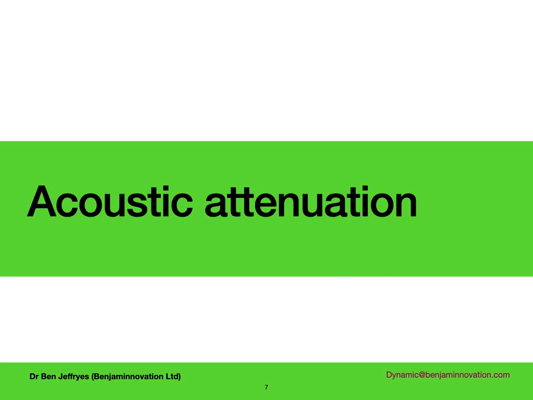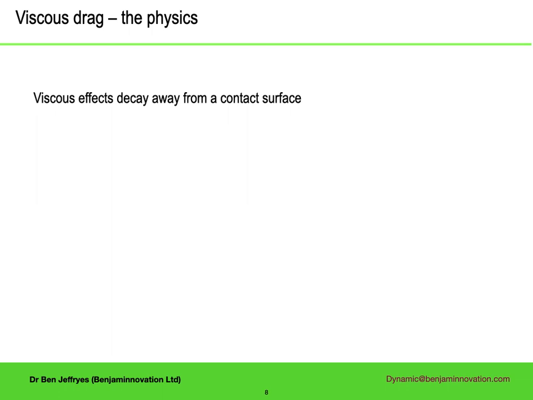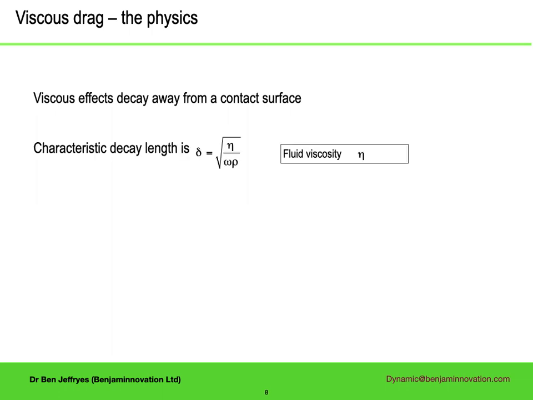Now, on to attenuation. The physics of viscous attenuation is quite straightforward. The viscous effects decay exponentially with distance away from a surface, and the decay length goes down with frequency. The shear stress on the wall depends on the inverse of the decay length, so this goes up with frequency.